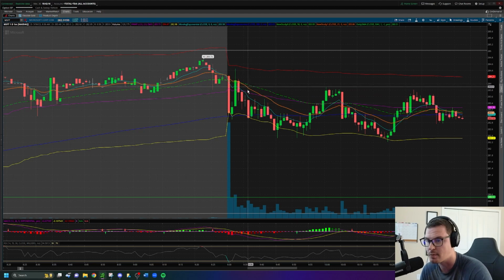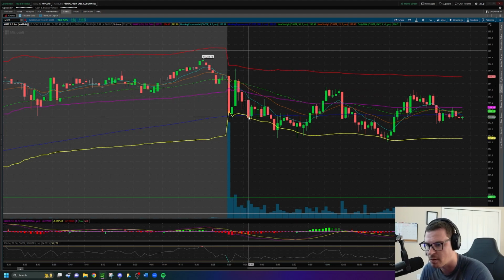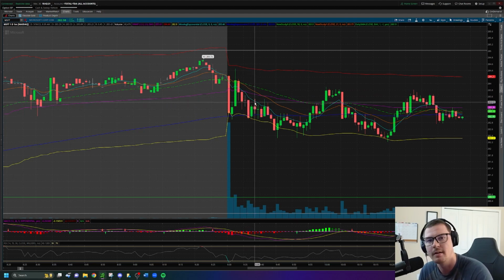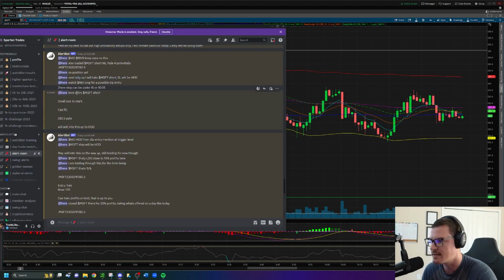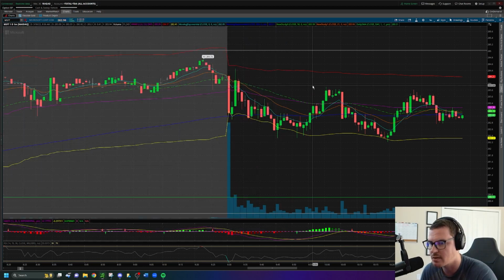We didn't get another rally up from there. We actually got a drop down further, but then we get the move up after that. So at the top of this candle here, I said took entry on Microsoft short, 9:38 a.m., small size to start, 1.66 fill, 282.5 puts. Those are those puts that I already mentioned up there. And my plan was to add into that up to high of day.